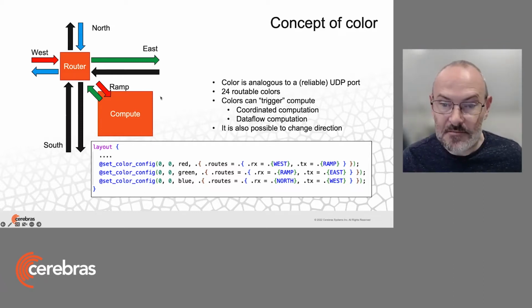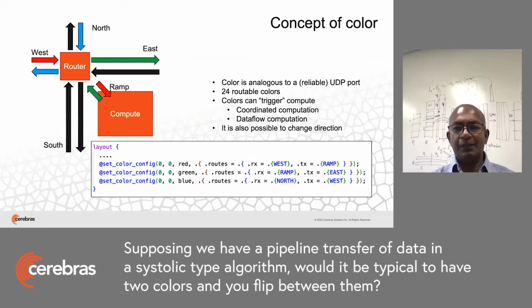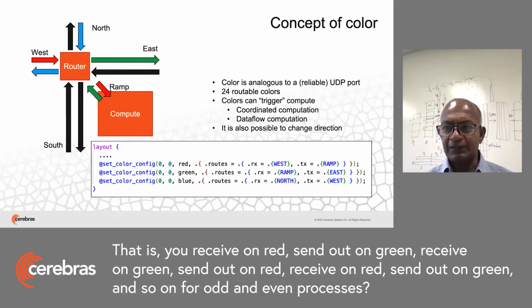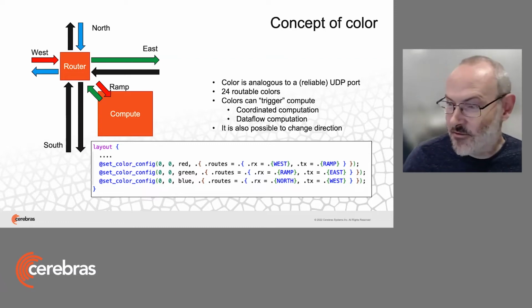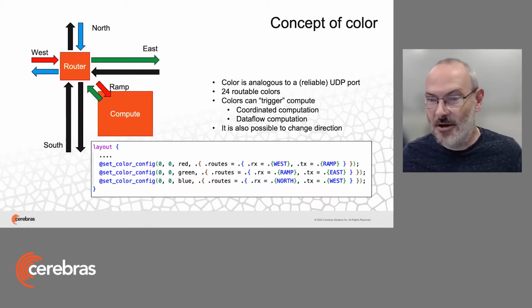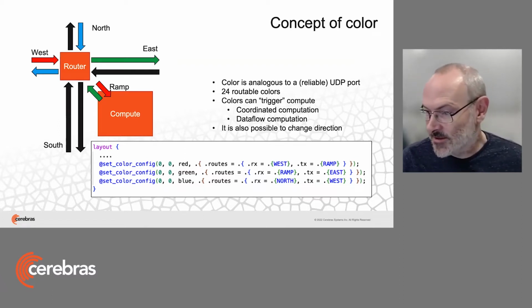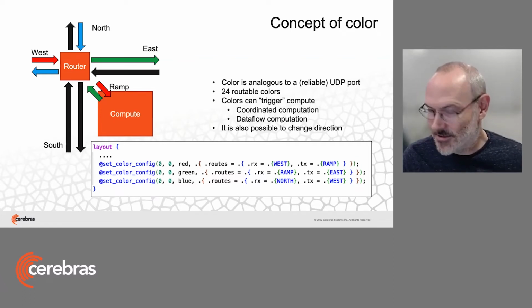Yep. Hey, Sade, back to you. So, a quick follow-up question. Supposing we have a pipeline transfer of data in a systolic type algorithm, would it be typical to have two colors and flip between them? That is, you receive on red, send out on green, receive on green, send out on red, receive on red, send out on green, and so on for odd and even processes? You've exactly got my slides. My next few slides are talking about exactly that. The answer is yes. That's the easiest pattern when you want to flow through multiple pieces of data. So yes, it is a common pattern for these sorts of restrictions to let things happen.